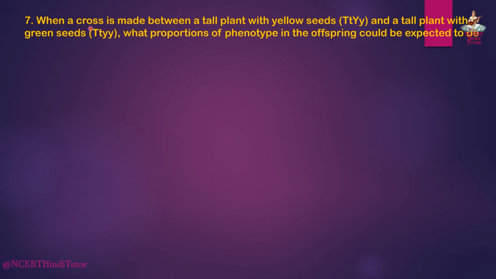Question 7. When a cross is made between a tall plant with yellow seeds, capital T small t capital Y small y, and a tall plant with green seeds, capital T small t small y small y, what proportions of phenotype in the offspring could be expected to be A. Tall and green, B. Dwarf and green?